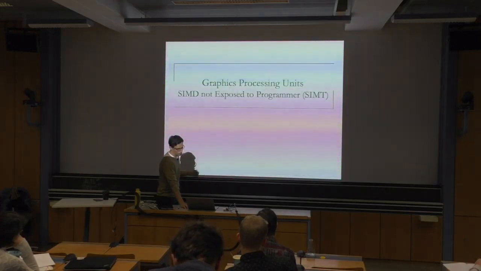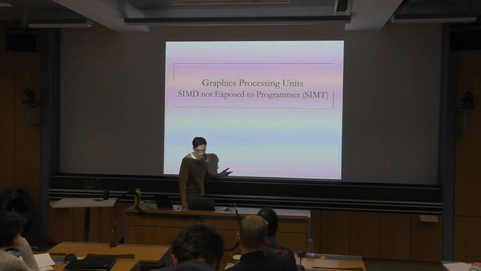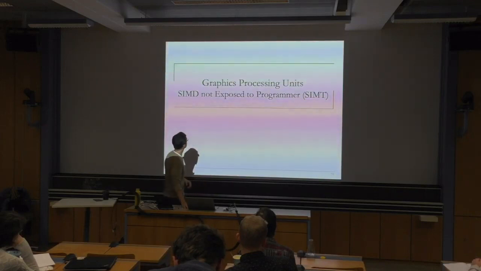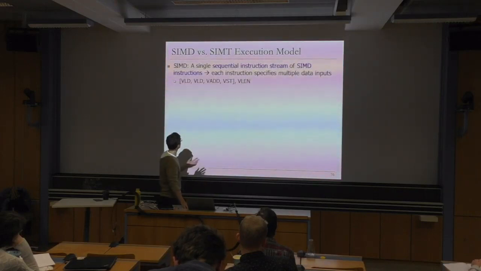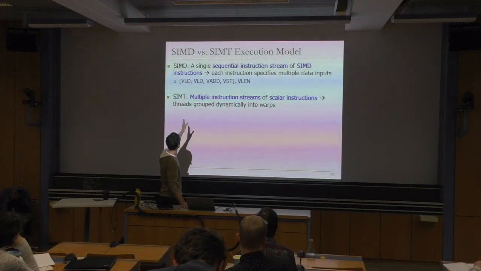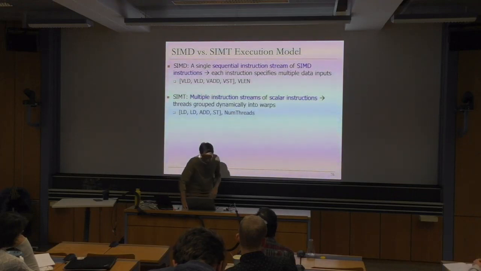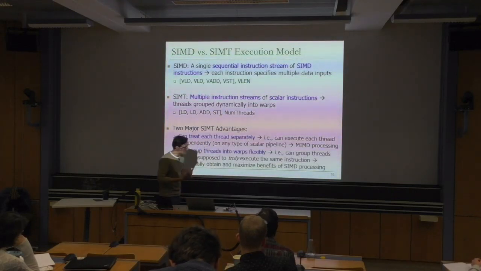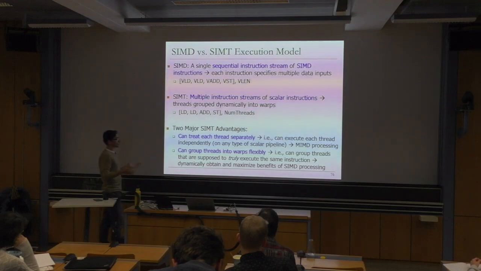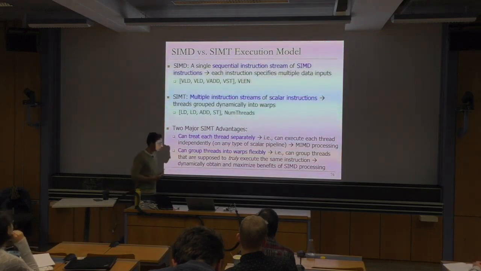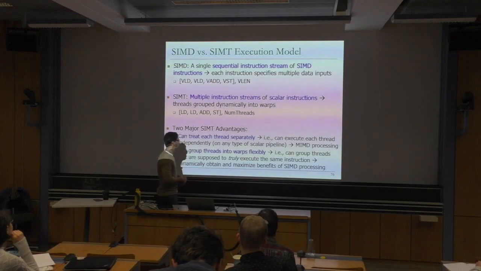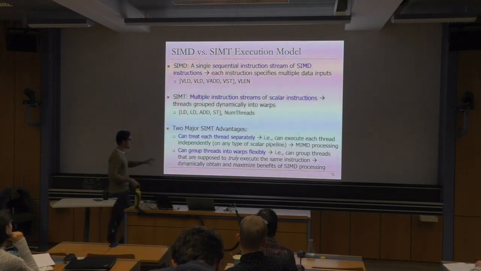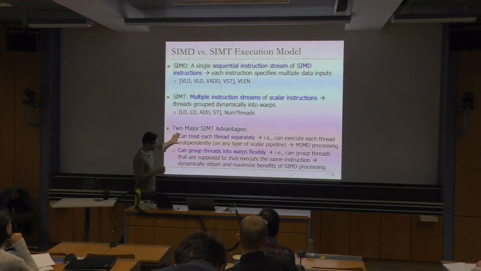Okay, so graphics processing units are SIMD processors not exposed to the programmer. SIMD versus SIMT, I think that we have already talked about this. You know what SIMT is. SIMT is essentially the same as single program multiple data, as we have already described. And there are two major advantages of this type of machine with respect to conventional SIMD processors, vector or array processors, and these are two things that we are going to discuss separately.